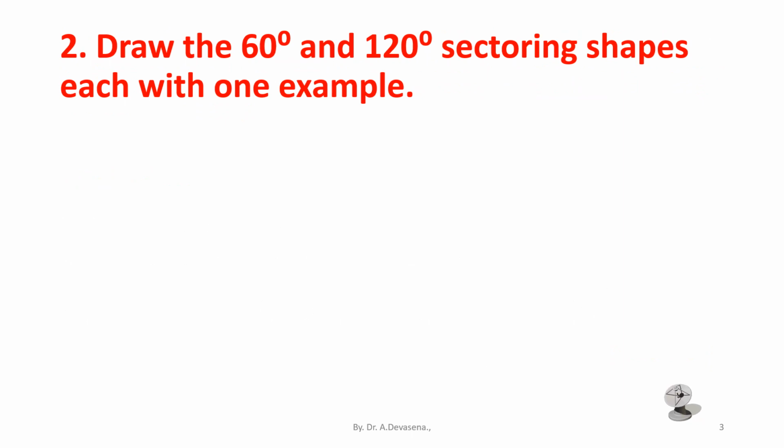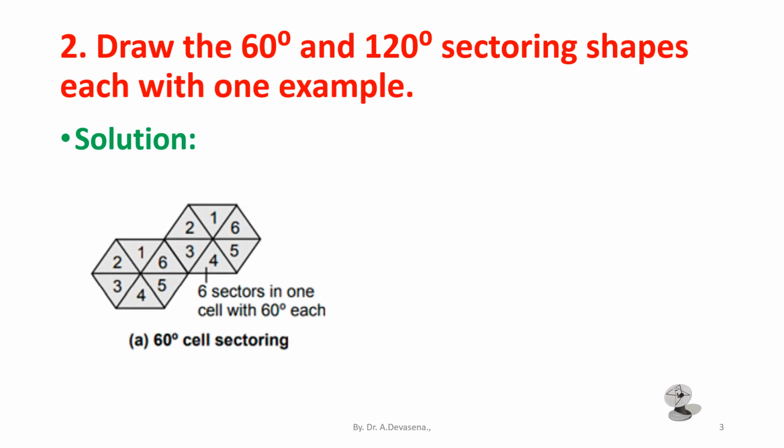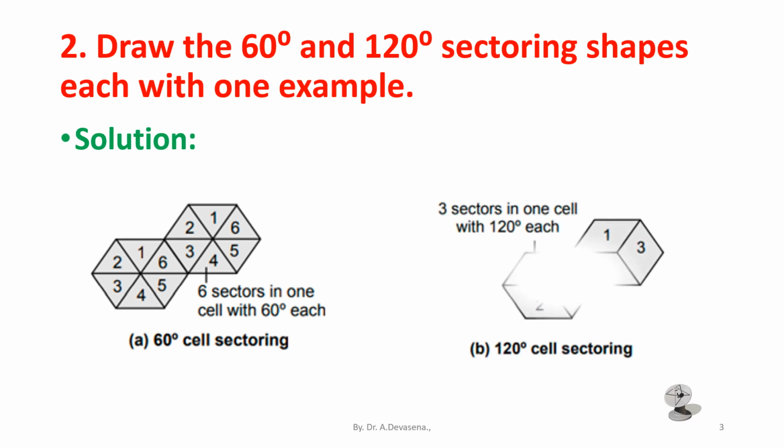Question is, draw the 60-degree and 120-degree sectoring shapes each with one example. The solution for this question is, for 60-degree cell sectoring, here is a representation. We get 6 sectors in one cell with 60 degree each. For 120 degree cell sectoring, we get 3 sectors in one cell with 120 degree each. They are the representations for this answer.